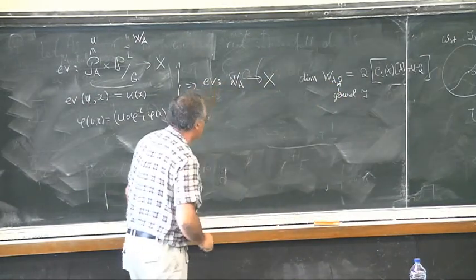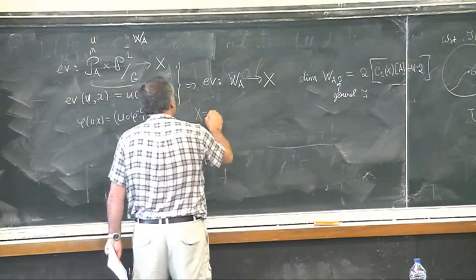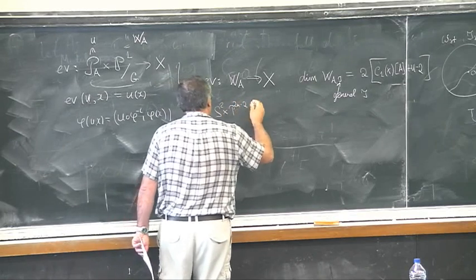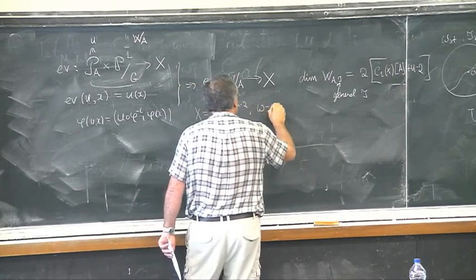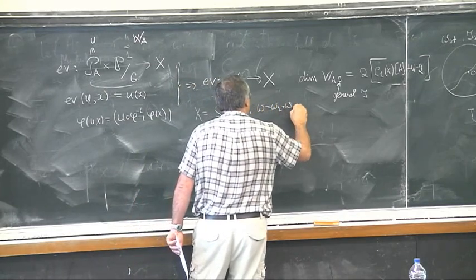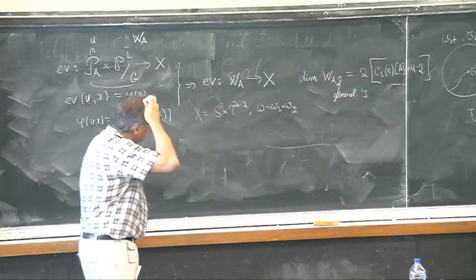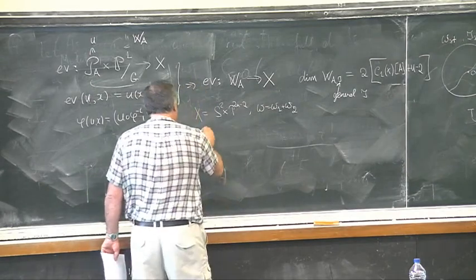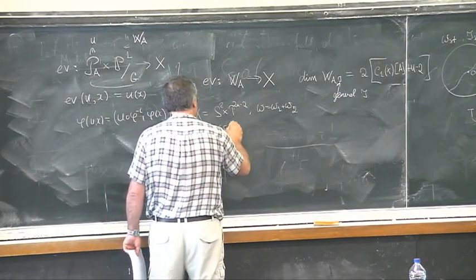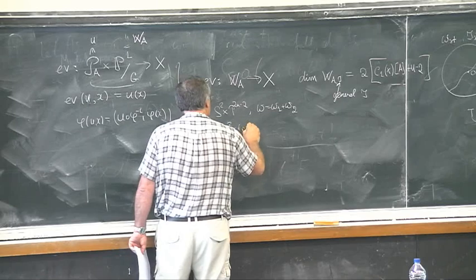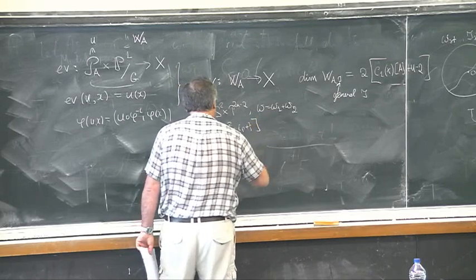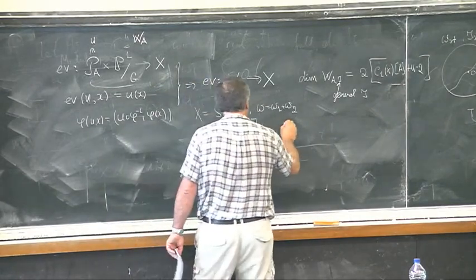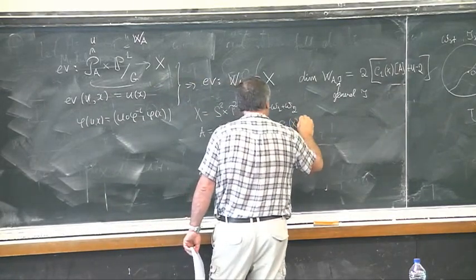And now let us go back to our example. X is S2 times torus. Omega is this structure, which is omega 1 plus omega 2. And now our class is a sphere times a point. Now C1 of A. What is C1 of A? C1 of X evaluated on A.